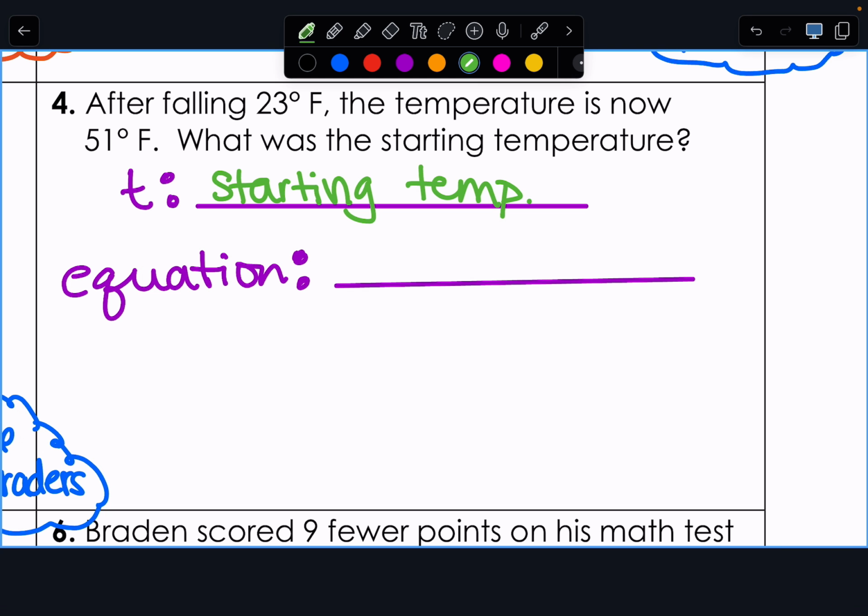Okay, Nayeli, will you share with me your equation? I used T, but it's okay. All right. So we have our starting temperature. It falls 23. Does it make sense that falling 23 means we're taking minus 23?